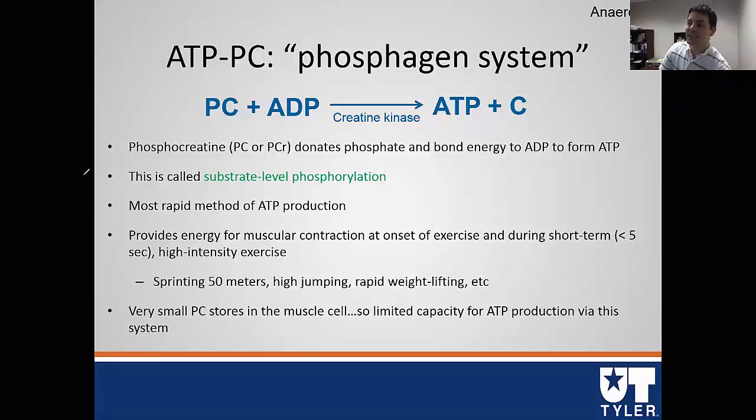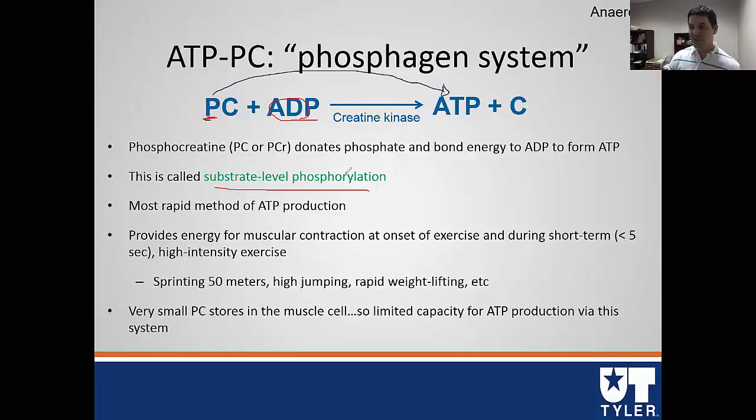Okay, so what is the phosphocreatine system? The phosphocreatine system essentially is the simplest of all metabolism, right? It's called substrate level phosphorylation because we take our substrate, ADP, and we add this phosphate, relatively simple. We add the phosphate here, right? It gets added there. So essentially ADP is phosphorylated and becomes ATP, and then we have our creatine molecule left over.